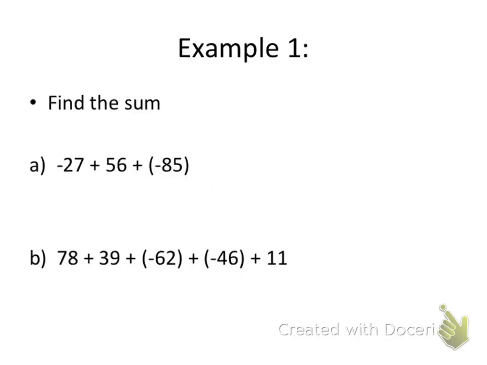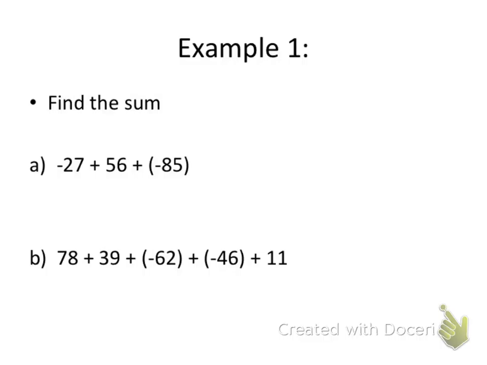Okay, we're going to do just one more example. What's going to happen when we have to do sums of more than just two numbers? I'm going to show you kind of a trick, a way to do this so that you can solve it. I like to call it the grouping forces method. So what we want to do is look at our problem. In A, we have -27 plus 56 plus -85.